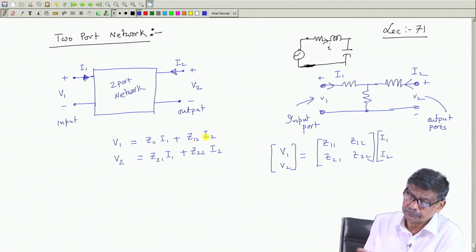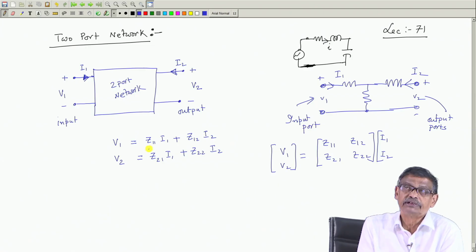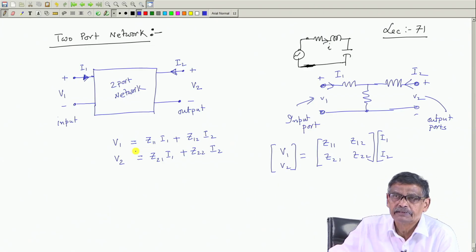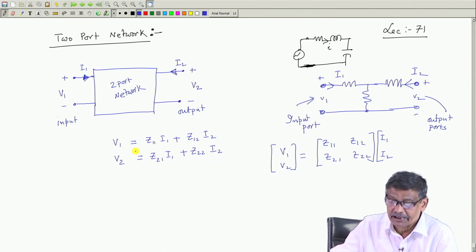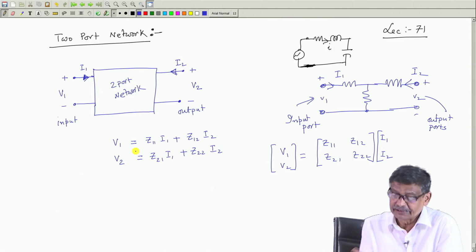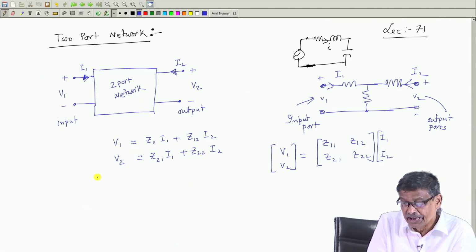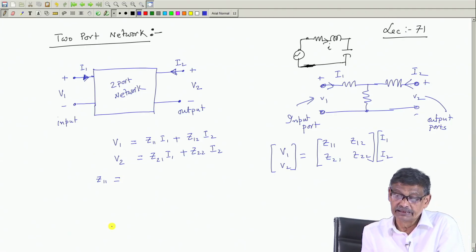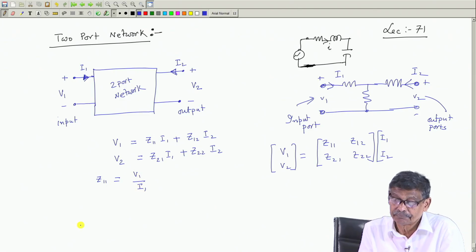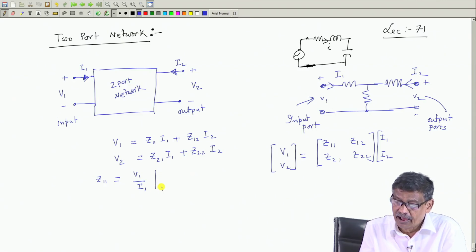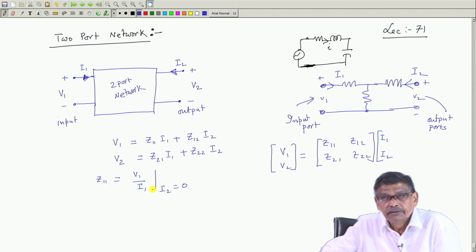So, the question is how to find out Z 11 by doing a simple test of a given two port network, the inside of which you are not allowed to see. It can be done in this way. Let us see. For example, Z 11, I will go slowly so that you really understand this. I can write it as V 1 by I 1 with I 2 equal to 0, is it not?